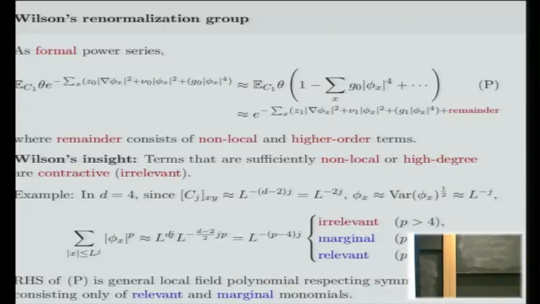You can do similar heuristics for terms having gradients in them and so on. And what you find is that according to these heuristics, the only terms that are either marginal, so neither growing nor decaying in this heuristic, or relevant, growing, are these three terms up to symmetries, which allow you to exclude other terms. So then Wilson's argument is basically that all the other terms are irrelevant and will, if you keep repeating this procedure, decay and not play a significant role to understand critical phenomena.